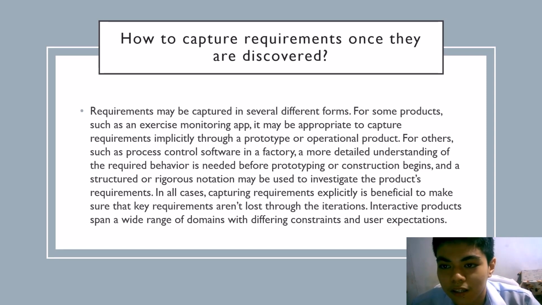Interactive products span a wide range of domains with differing constraints and user expectations. Requirements may vary for every type of product. Once identified, requirements should be clearly explained. Requirements can be represented using prototypes, stories, diagrams, and photographs.